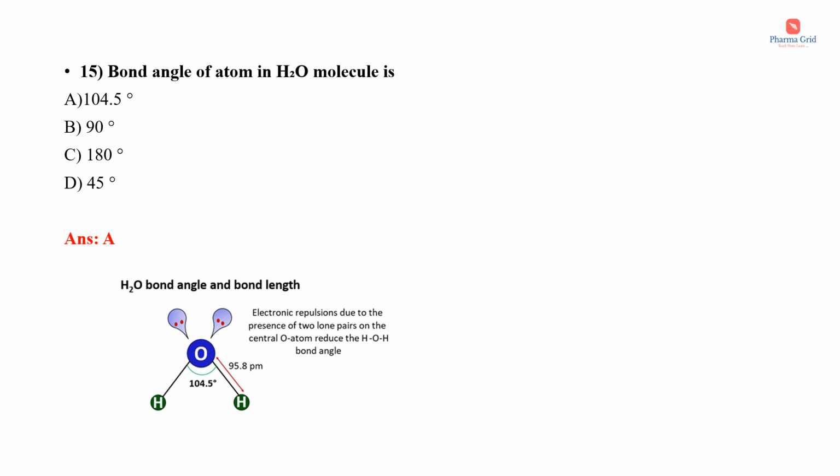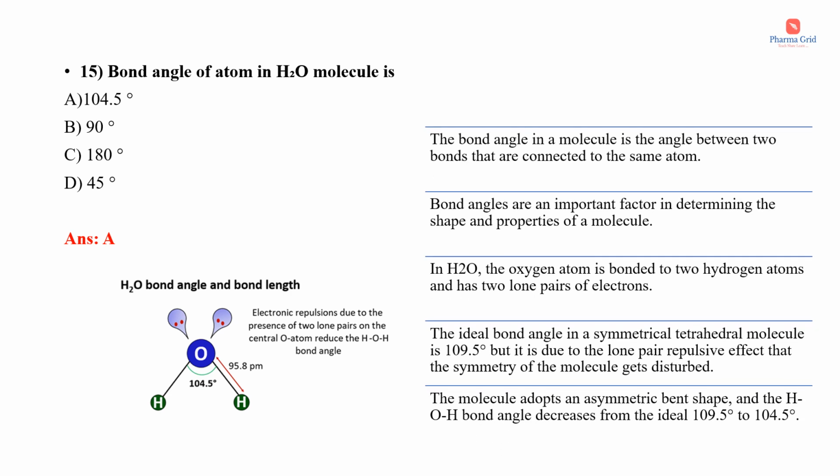The electronic repulsions due to the presence of two lone pairs on the central oxygen atom reduce the HOH bond angle. So the bond angle in a molecule is the angle between two bonds that are connected to the same atom. Bond angles are an important factor in determining the shape and properties of a molecule.